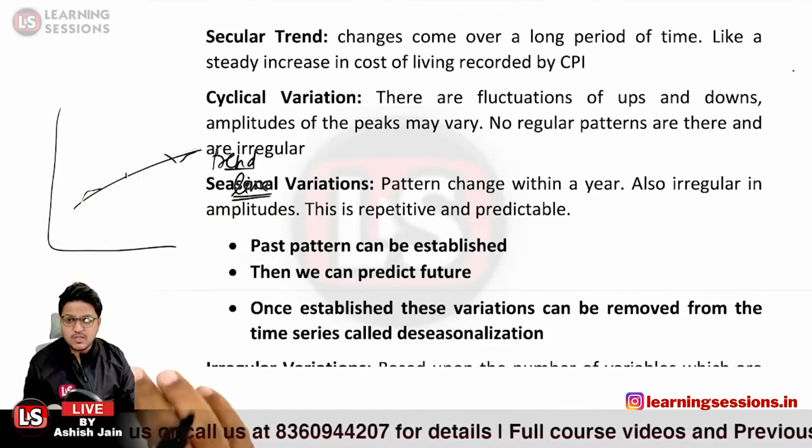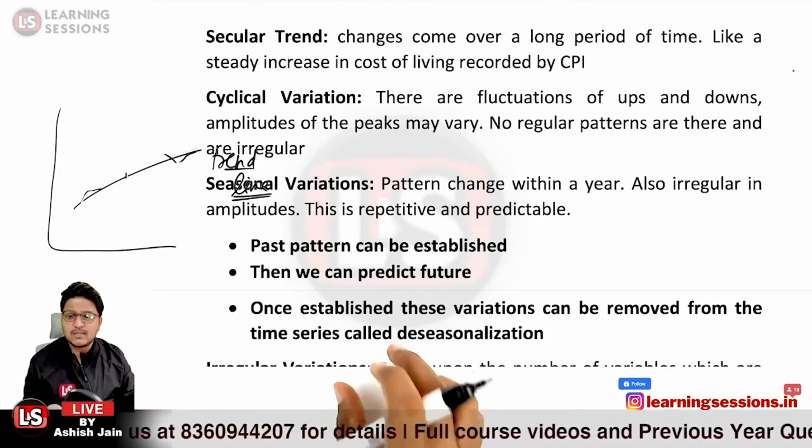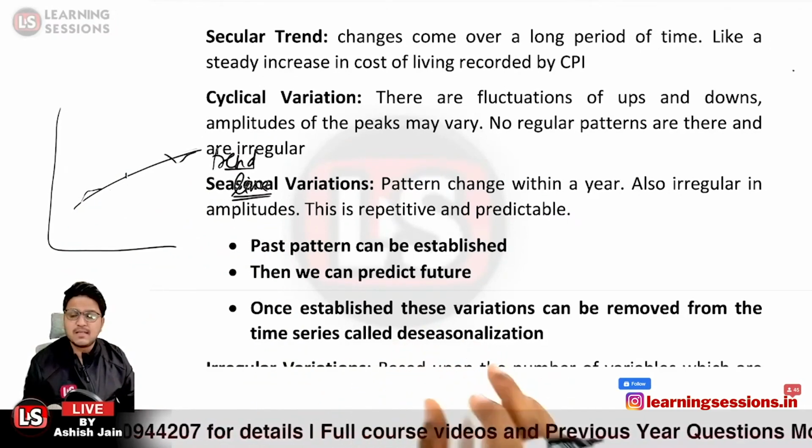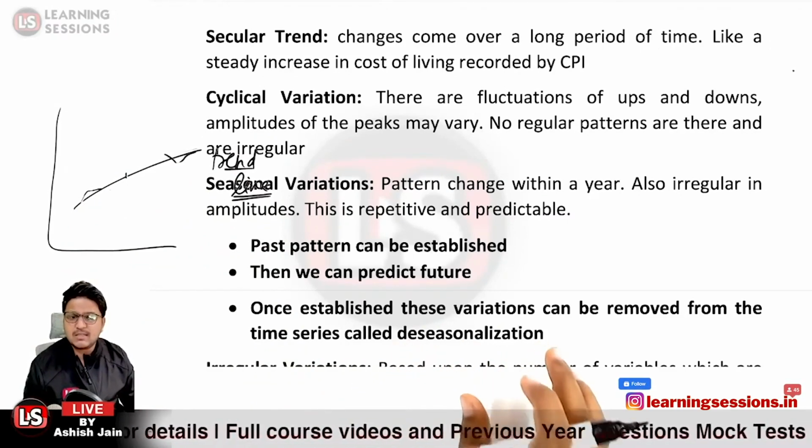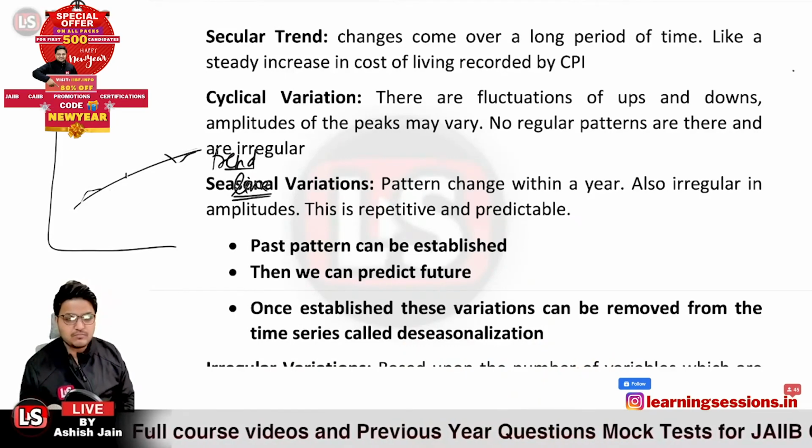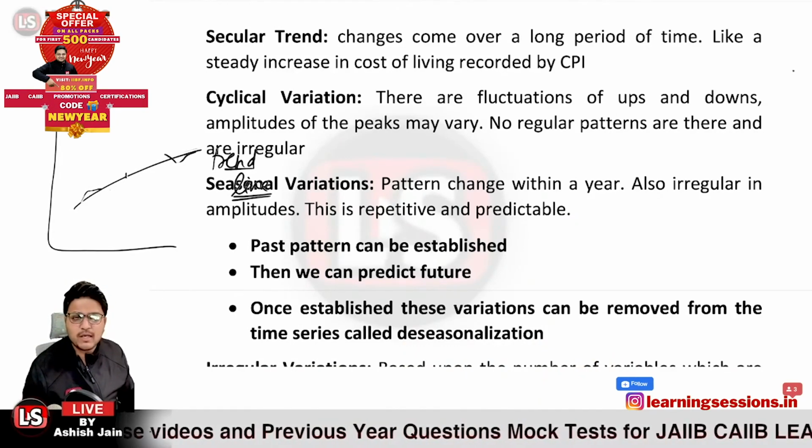We can minimize these variations, and this particular concept is called what? This is called deseasonalization. Is that clear?